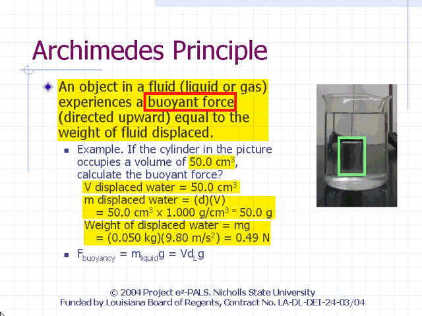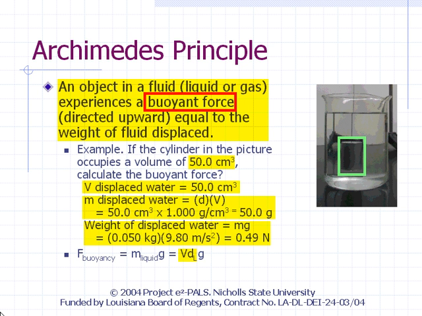Let's see if we can come up with a general formula for buoyant force. It's equal to the weight of the liquid displaced, which is equal to the mass times the acceleration due to gravity. The mass of the liquid volume is equal to the volume of the liquid displaced, which is also the volume of the solid, times the density of the liquid. You will note that the buoyant force depends on the density of the liquid and the volume of the object.